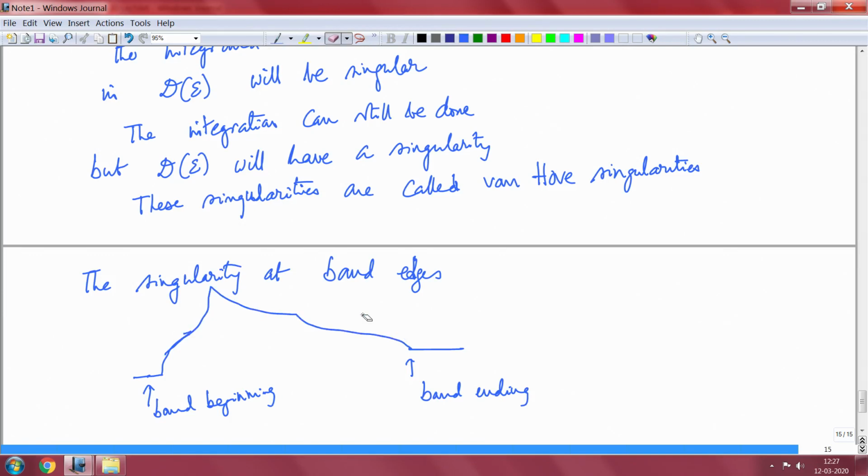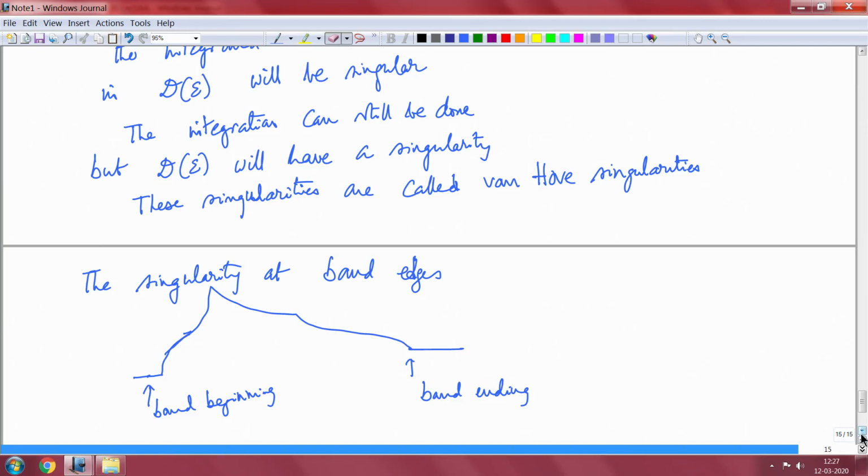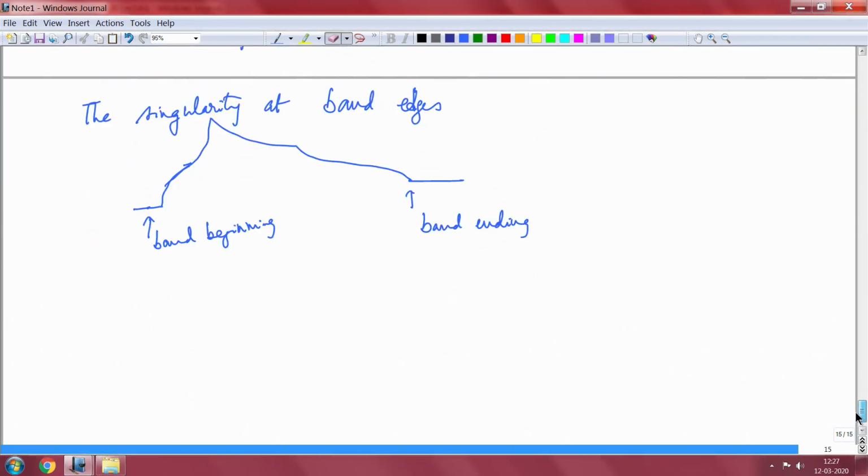Okay. So, you will have two singularities in the middle and two singularities at the edges, and it is always the case that at the band beginning and at the band end the singularity is such that the density of states has to vanish. So, the density of states has to vanish at the edges of the band. Okay.